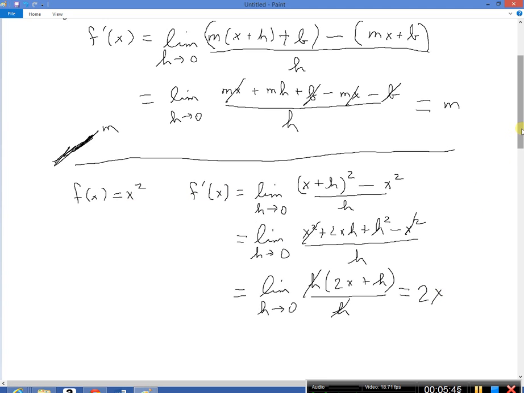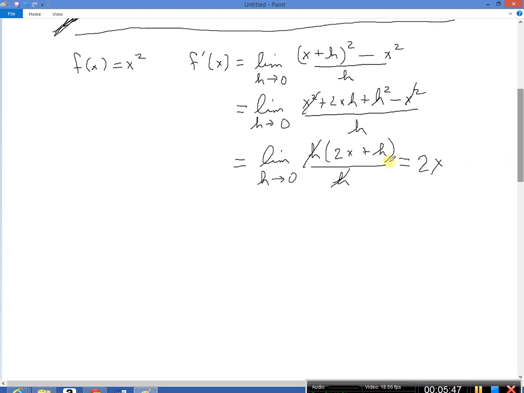Now we can play this game all day, go to x cubed and ask what is the derivative of x cubed and do the same kind of thing, multiply it all out, and in the end we would end up with, as many of you know, 3x squared. So if f of x is x cubed, f prime of x would be 3x squared, which you could get by cranking through all of this. And then you could go to x to the fourth and find that the derivative would be 4x to the third.